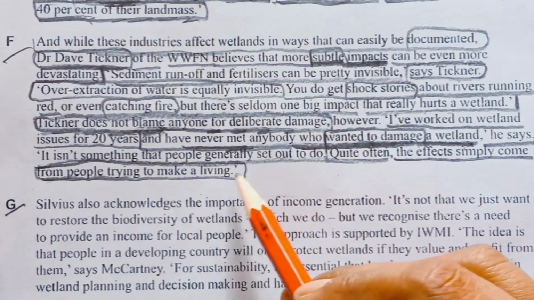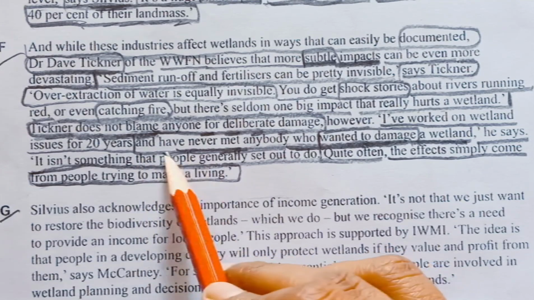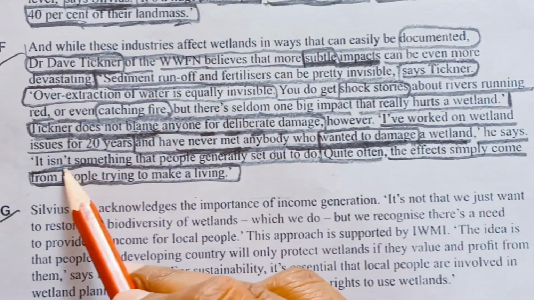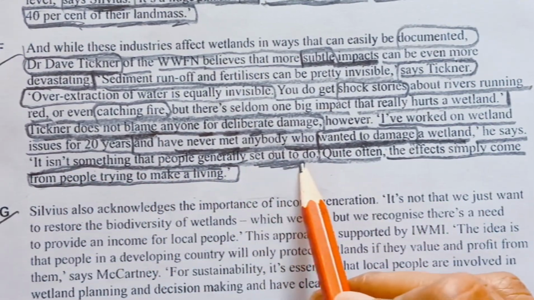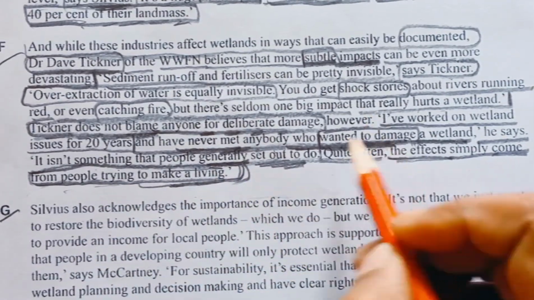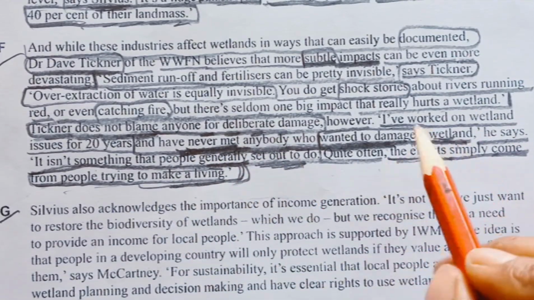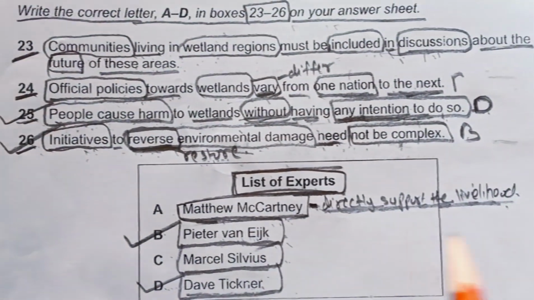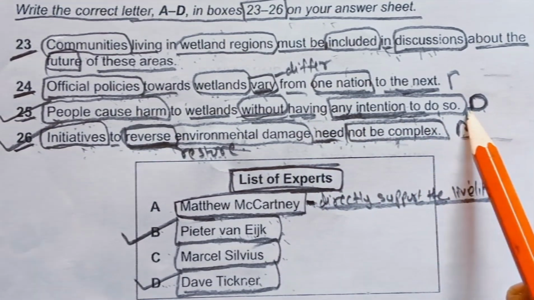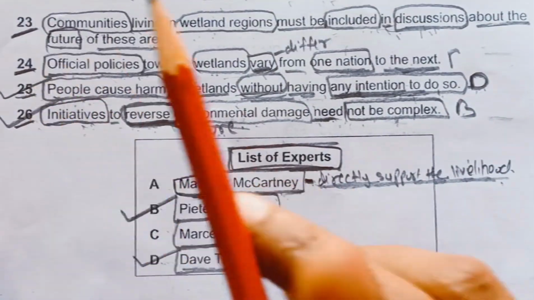What here David Tickner is saying is that he has never met anybody who wanted to damage a wetland. He says it isn't something that people generally set out to do. Quite often the effects simply come from people trying to make a living. In the statement they are asking, people cause harm to wetlands without having any intention to do so. Who is saying this? Dave Tickner is saying this. So we will write D in front of 25 in our answer sheet.